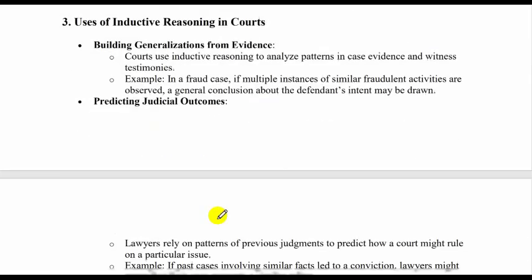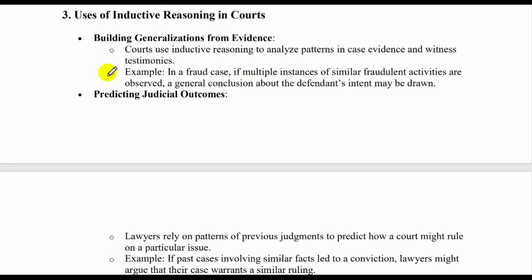Let's move forward. Uses of inductive reasoning in courts. Basically, inductive reasoning is probabilistic. It moves from specific instance to general conclusion, as we saw earlier. So, building generalization from evidence. Courts use inductive reasoning to analyze patterns in case evidence and witness testimonies. Example: in a fraud case, if multiple instances of similar fraudulent activities are observed, a general conclusion about the defendant's intent may be drawn.